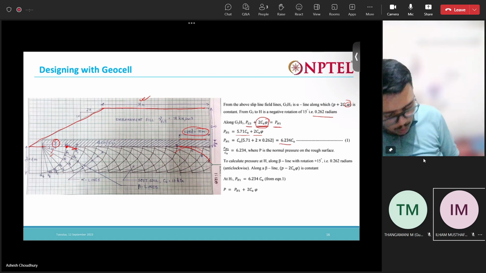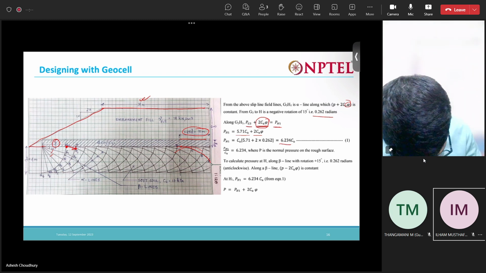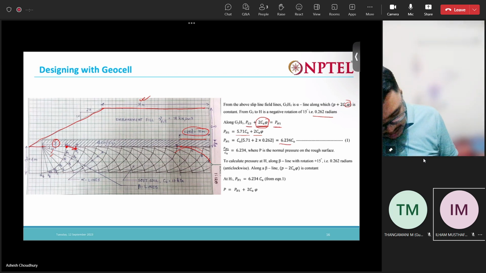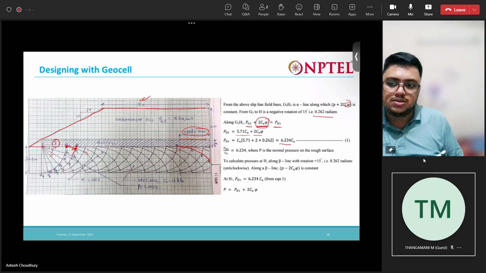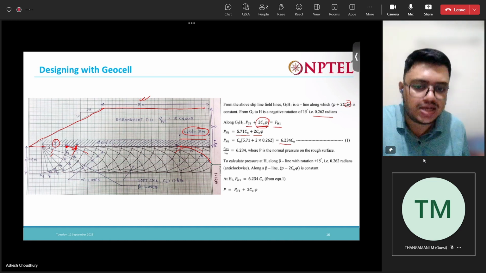Okay. Now we need to get at the H, right? So H1 is a little bit below. H is here along this beta line. This is the beta line, this is the alpha line. So along this beta line we have to go up to H. Here again we have to take one more rotation.